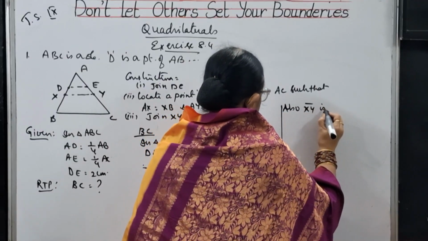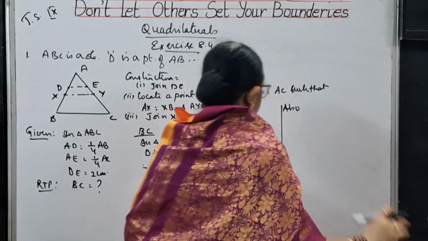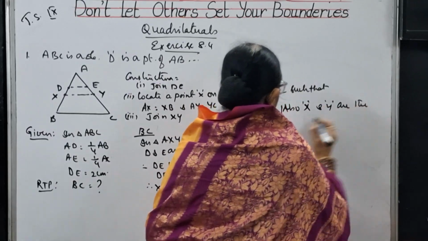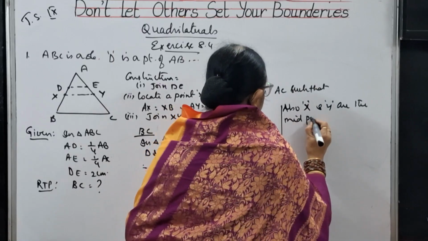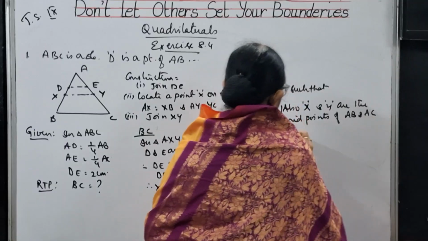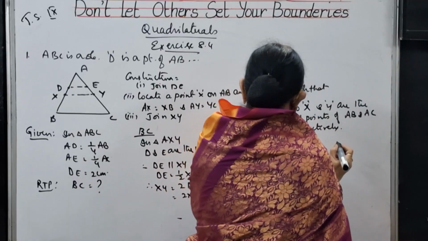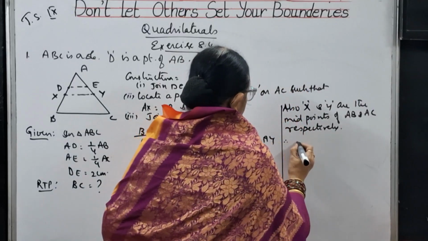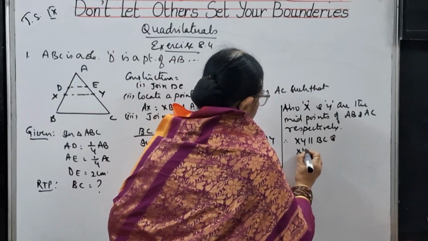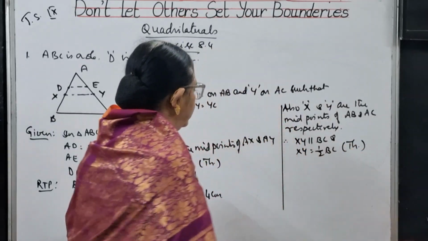And also, X and Y are the midpoints of AB and AC respectively. Therefore, what you can say, XY is parallel to BC and XY is half of BC, basing on the theorem we have learned in the previous video.